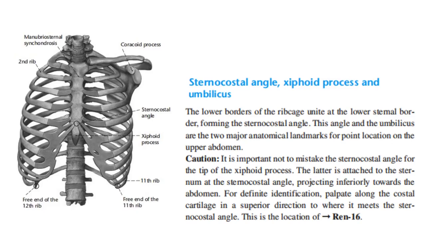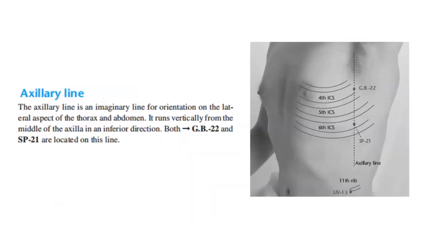Caution: it is important not to mistake the sternocostal angle for the tip of the xiphoid process. The latter is attached to the sternum at the sternocostal angle, projecting inferiorly towards the abdomen. For definite identification, palpate along the costal cartilage in a superior direction to where it meets the sternocostal angle. This is the location of REN 16.